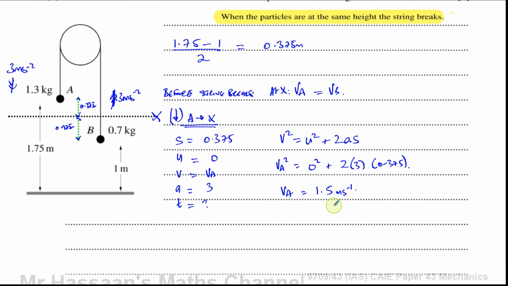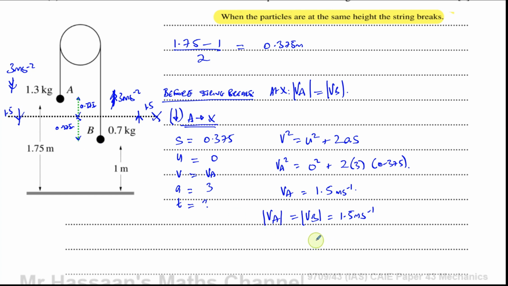Okay, this is at X. So the velocity of A and the velocity of B are both 1.5 meters per second at the point when they reach X, before the string breaks. They have the same magnitude of velocity, but A is going down at this point, and B is going up with a velocity of 1.5 meters per second.